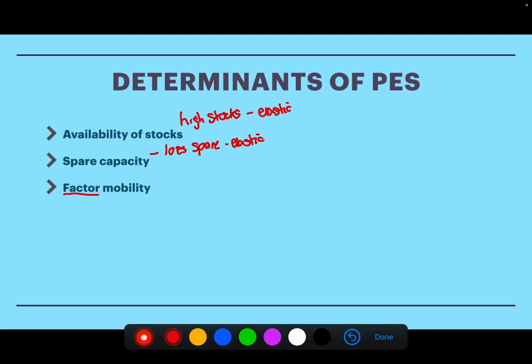So if you can switch from one production to another easily, you have high factor mobility, and therefore you're going to have elastic supply. Now with the hand gel, they were able to switch, but it took time. So that's why we didn't immediately get an increase in supply. So factor mobility, easy to switch, means we're going to have elastic supply. If it's easy to switch your factors of production from producing one thing to another, you're going to have elastic supply.